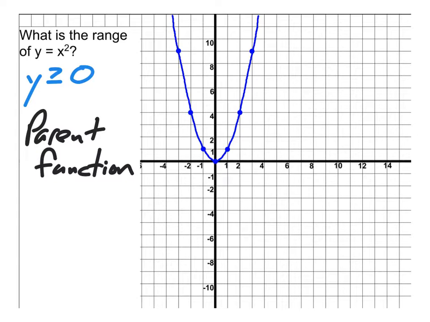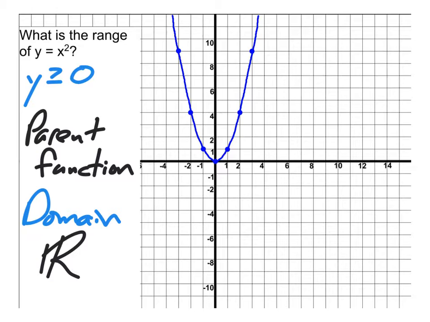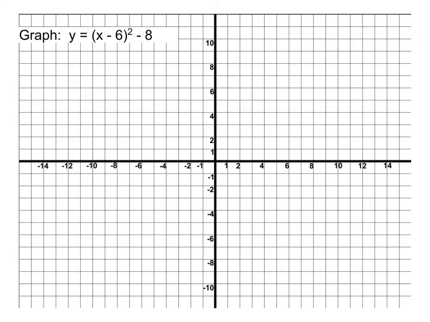And again, bringing back that idea about what is the domain. The domain here would be all real numbers. And that's just because this goes forever to the left and forever to the right. So now, having seen the y equals x squared graph, you now should be able to graph this equation. So write this equation above your next graphing grid, and then make the graph.